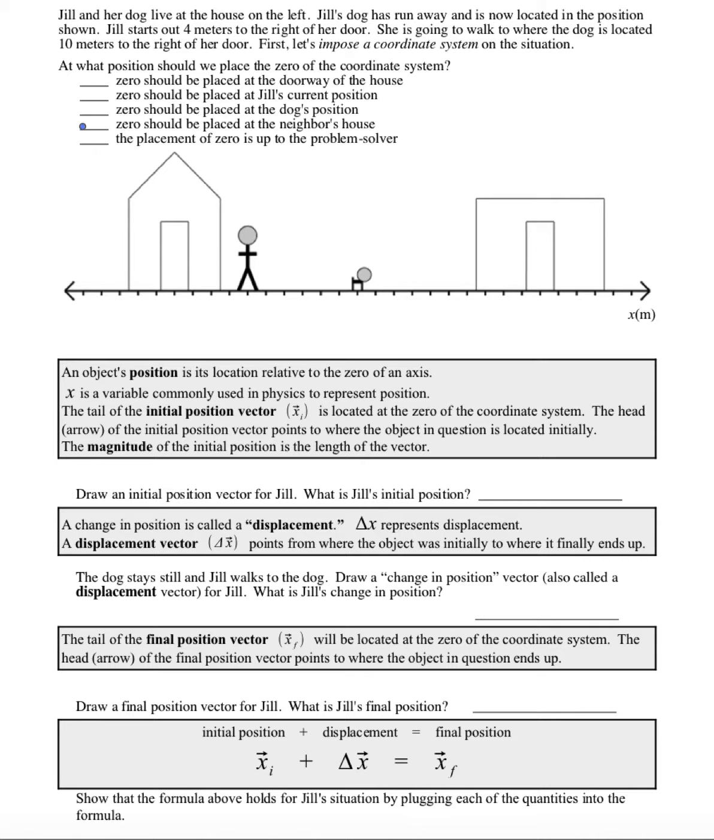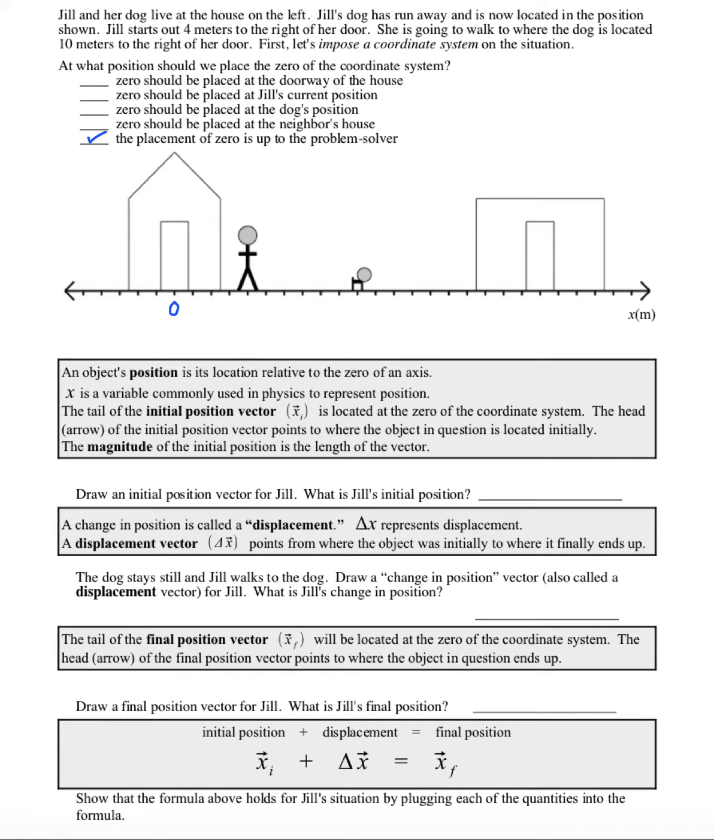The correct choice is actually the last one. There are no zeros on the ground in front of us, or anywhere for that matter. So we are the ones imposing the coordinate system on the situation, and we get to decide where the 0 of the axis should be. Let's put the 0 at the doorway of the house, though.